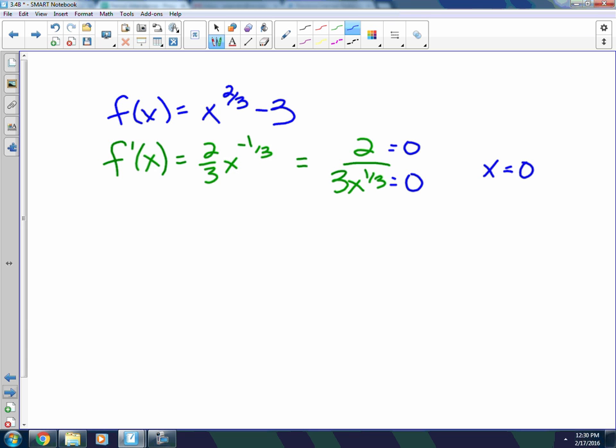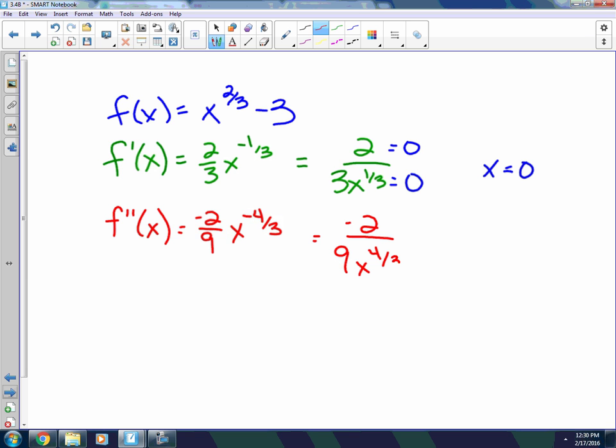Now we're going to use that in our chart. I'm going to derive this again, and instead of doing the quotient rule, I'm going to derive from this point. Bring my -1/3 down. When I do 2/3 times -1/3, I get -2/9 x to the -4/3. And then I'm going to fix that and have -2 over 9 x to the 4/3. It's a little bit ugly, yes.